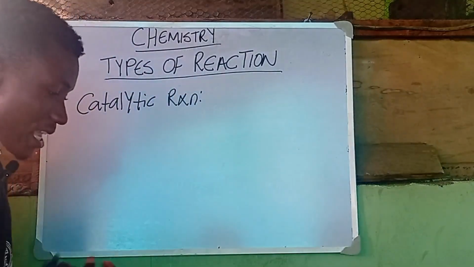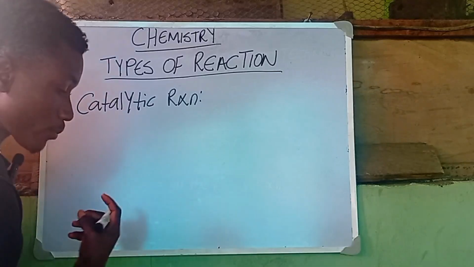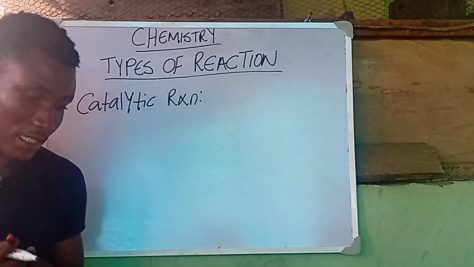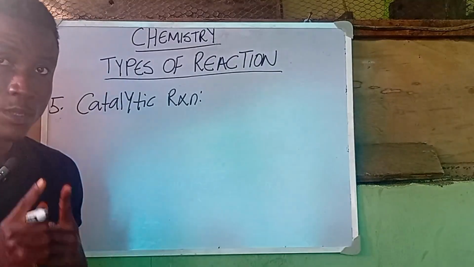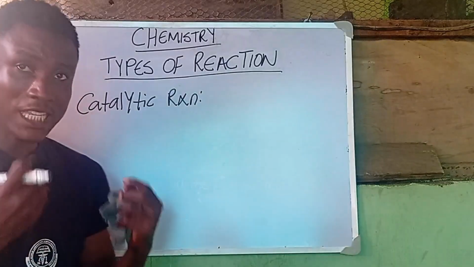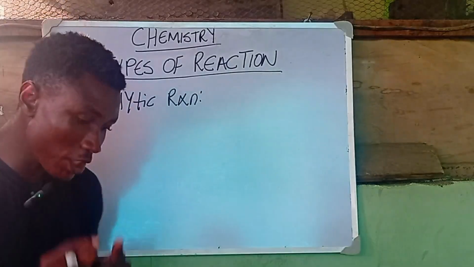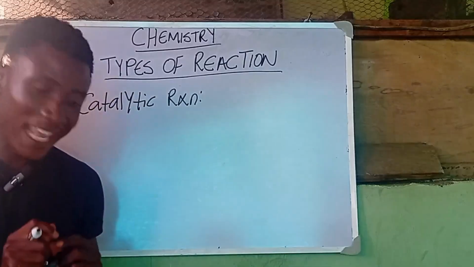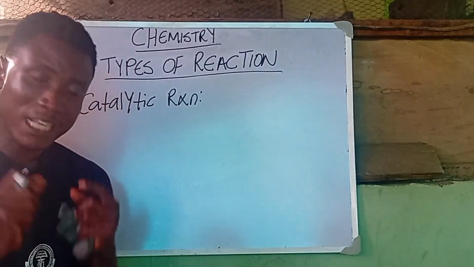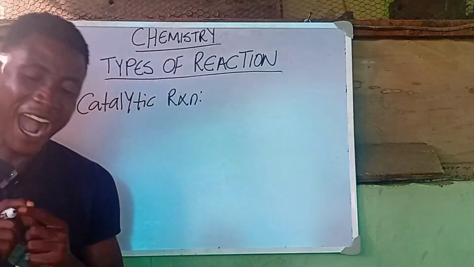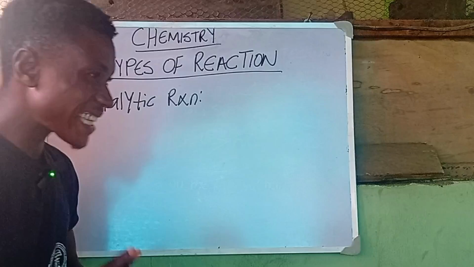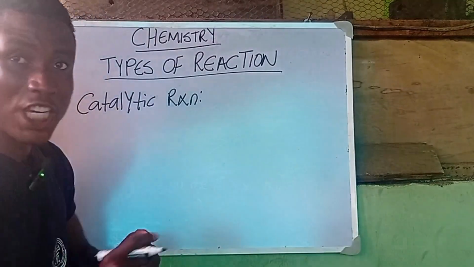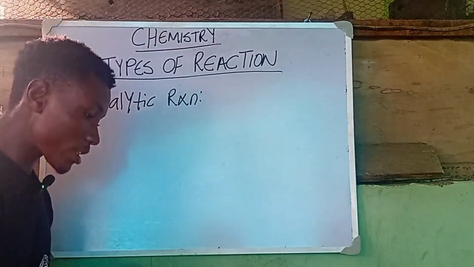Now, what is a catalyst? That is the first question you are supposed to ask yourself. A catalyst is a substance which remains chemically and quantitatively unchanged at the end of a reaction. Take note, I'm reading it from my summary note. Such a substance that remains unchanged at the end of a reaction is known as a catalyst.